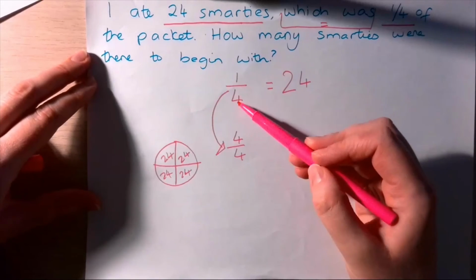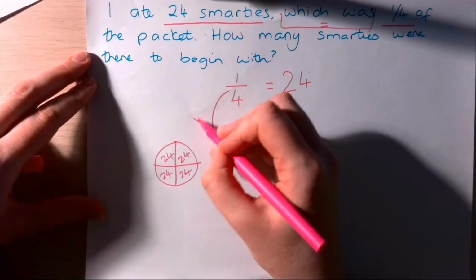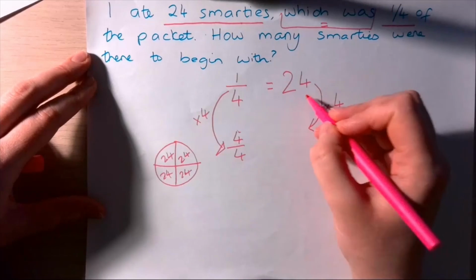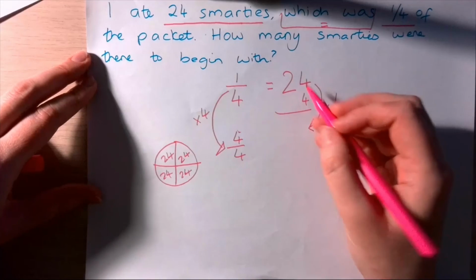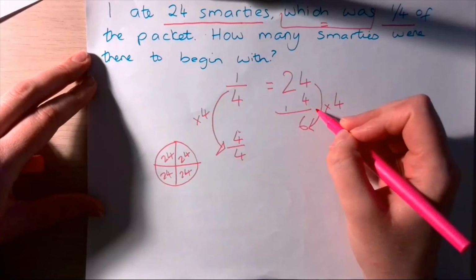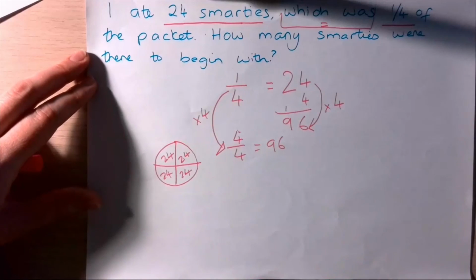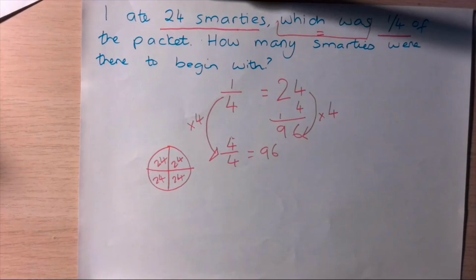Alternatively, you could say, well, if 1/4 is 24, I need to do 4 lots of this to get the 4 there. Multiply by 4. And so I do the same on this side. I'm just going to write it underneath here so I can actually do the calculation. I think it's 96, let's see. So 6, 1, 8, yeah, 96. So 96 Smarties in there. I believe it when I see it. I'm not convinced I've ever seen a pack of Smarties with that many in. But there were 96 Smarties in the whole packet to begin with.